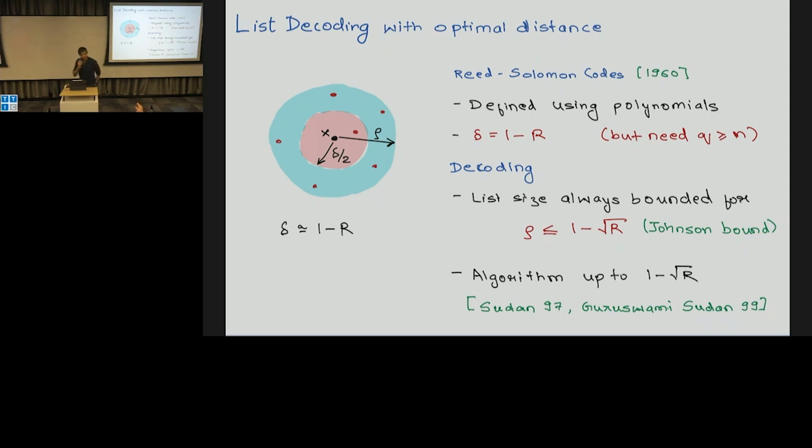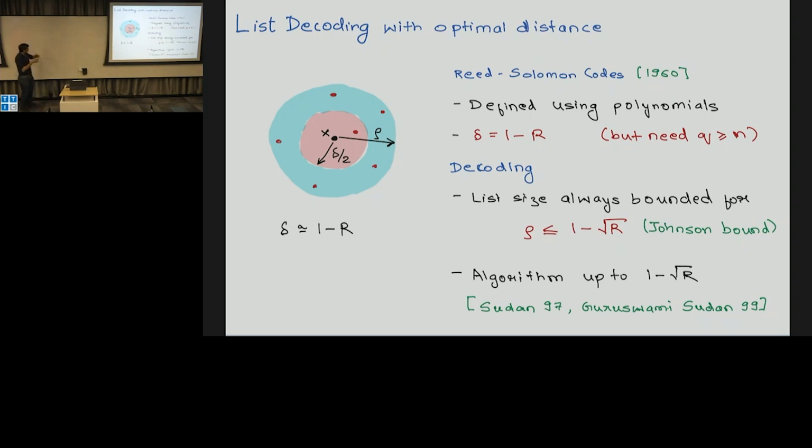And yeah, just about what applies to what. When you say that you always get a constant size list as long as delta is less than 1 minus root r, is this for any code? Yeah, I haven't gotten to that part, I'll explain. Yes, this is true for any code. So for any code with rate r, the distance is 1 minus r, or in general for any code with distance 1 minus eta.